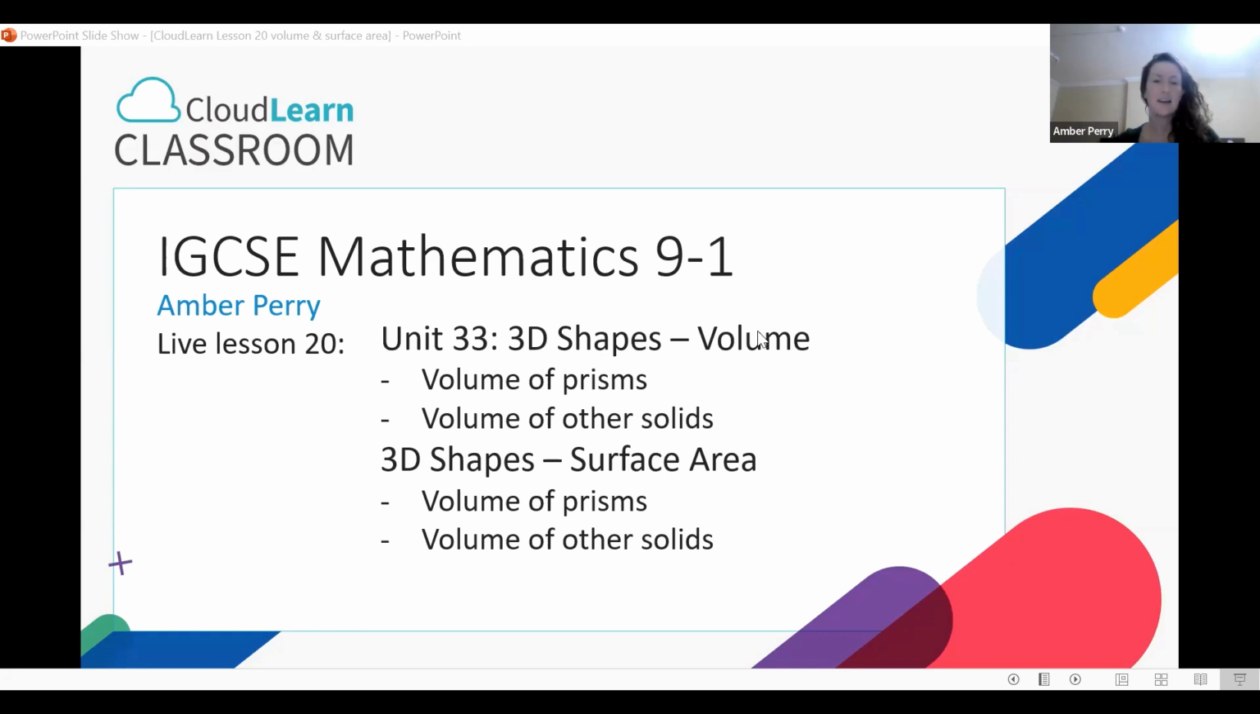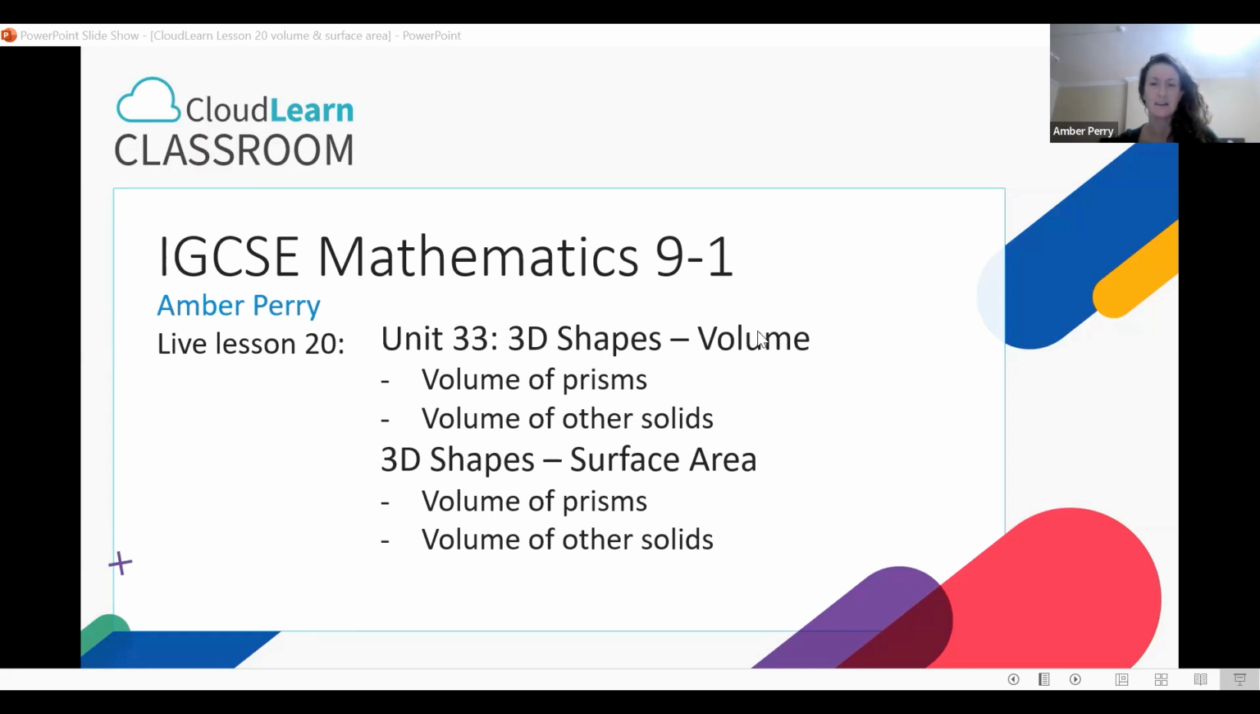Okay, so today we are going to be looking at 3D shapes. We're going to be looking specifically at finding the volume and the surface area of 3D shapes. It's going to be our last bit of our 3D geometry, and then next lesson, we'll be moving on to doing vectors.